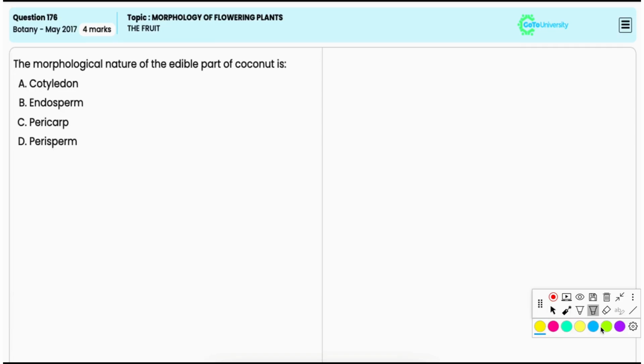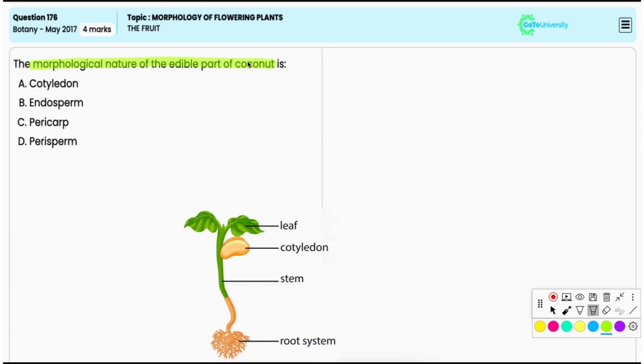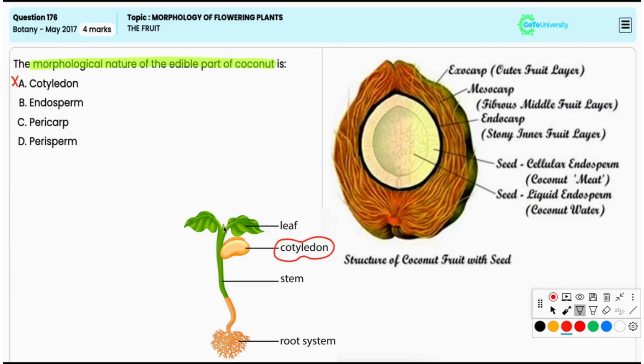In this question, you have to identify the morphological nature of the edible part of coconut. Option A, cotyledon. It is incorrect because the cotyledon is the embryonic leaf within the seed, and in coconut, it is not the edible part.